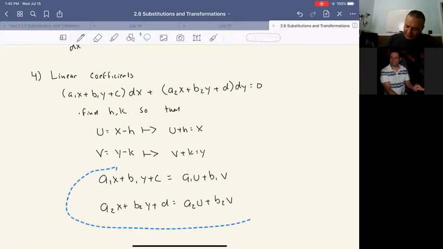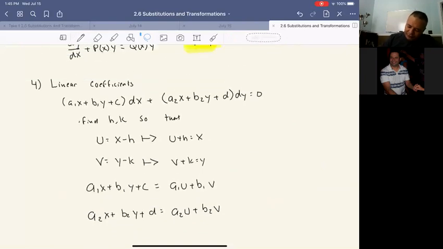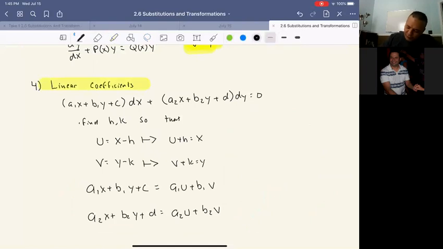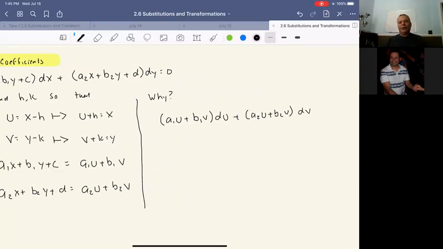Now what does that give us? Why would we do that? We do that because if we have (a1u plus b1v), now dx is going to become du, plus (a2u plus b2v) dv. So if we do that, let's solve this.